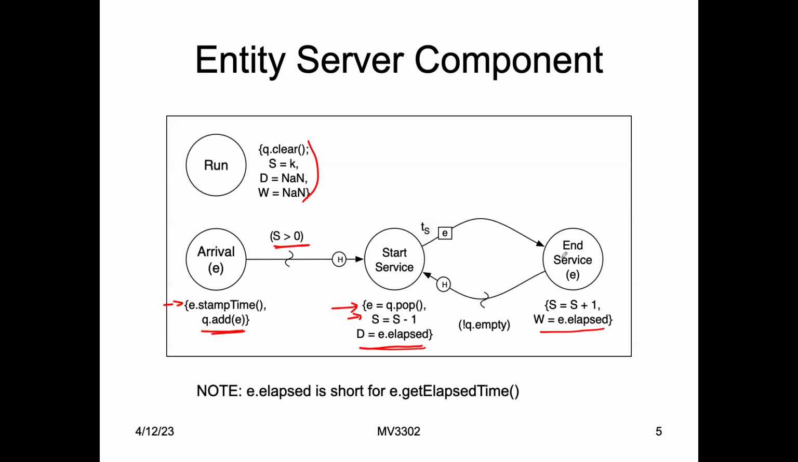At the end service event, this also does it. The state transition for the number of available servers ensures that there's at least one, and the condition assures that the queue is not empty. So again, both of those conditions are met, but where they're met is kind of flipped: here in the state transition and here in the Boolean condition.